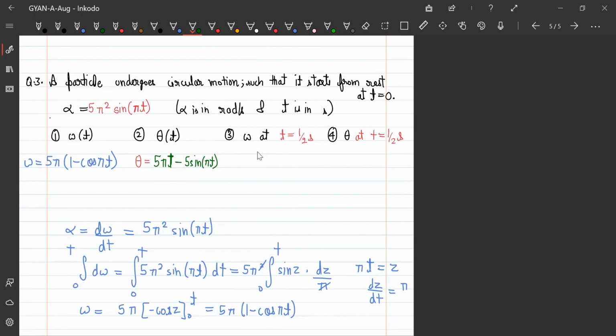t is equal to हाफ पे ओमेगा कितना आ जाएगा? So 5 pi. सी यहाँ पे cos pi by 2 आ जाएगा. cos pi by 2 is 0, so that will just come as 5 pi. सर एक्चुअली मैंने फोर्थ का आंसर बता दिया गलती से. अच्छा, फोर्थ का आंसर कितना आएगा? 5 pi by 2, राइट? हाँ, 5 pi by 2 और sin pi by 2 1 होता है, तो 5 pi by 2 minus 5, this much radians. Okay.